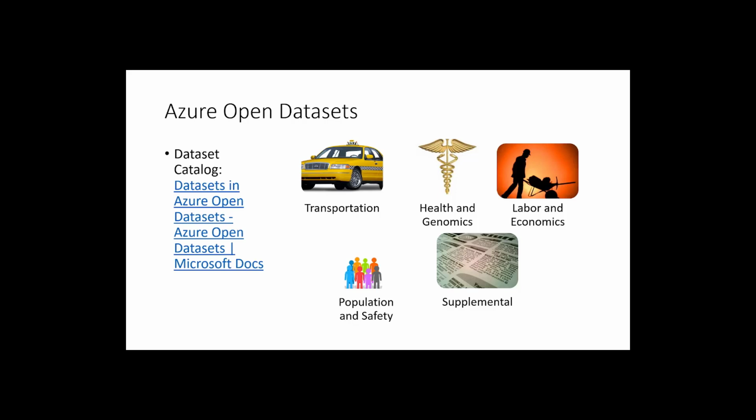There's health and genomics data, which includes COVID-19 and a genomics data lake. The labor and economics open datasets include data around U.S. employment as well as U.S. commodities. Population and safety includes population breakdowns by county and zip code, as well as safety data for select locations including Boston, Chicago, New York City, San Francisco, and Seattle. And the supplemental datasets are for learning machine learning or computer vision, such as diabetes or MNIST for the handwritten digits, Microsoft News recommendations data, as well as the dataset we're working with here, which is public holidays.